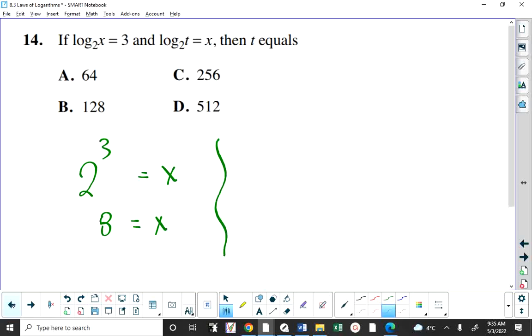When we rewrite the next equation, log base 2 of t equals x, in exponential form, we end up with 2 raised to the x equals t, and we're asked to find t, so we need to take 2 raised to the x, which is 8, and that will give us t. And I believe that's 64, isn't it?